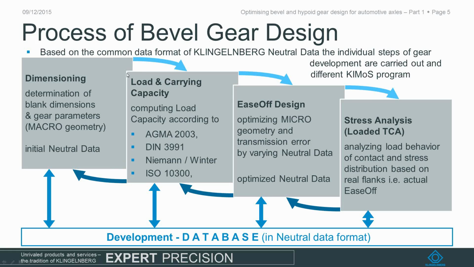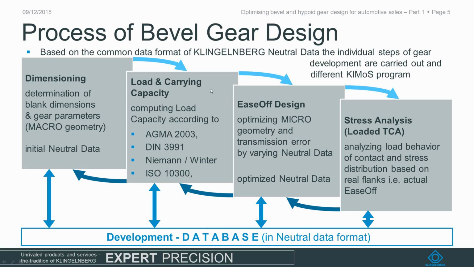With this result, we start calculating the load carrying capacity based on ISO standard, AGMA standard, or DIN standard, and we get as a result the safety factors against failure. If the safety is high enough, we can then go to the next step. If the safety for failure is too low, we have to jump one step back and we have to change the dimensioning for the macro geometry. So this is a first iterative loop.